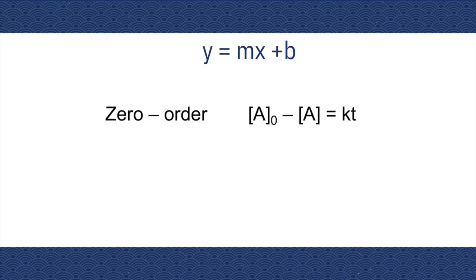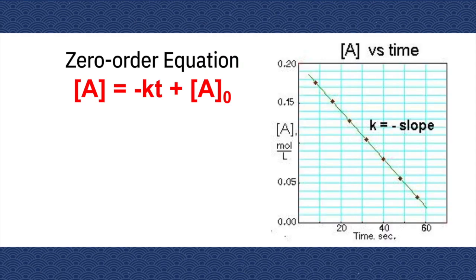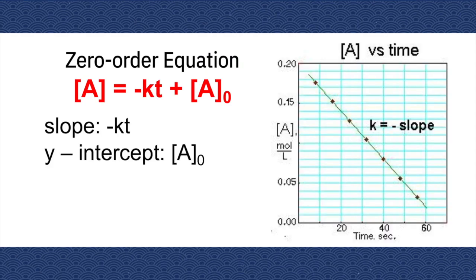Let us arrange the zero-order rate equation. Concentration A0 minus concentration A is equal to kt, where y is equal to concentration A because it is the concentration after a period of time. Concentration A0 is the y-intercept and t is x. When we arrange, we have concentration A is equal to negative kt plus concentration A0, equivalent to y is equal to mx plus b. We get the value of the slope as negative k, so we now know that the line goes down with time. And this is accurate because the reactant A is slowly consumed to produce the products after a period of time.